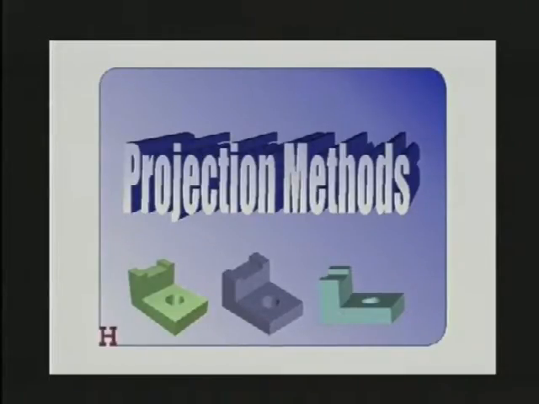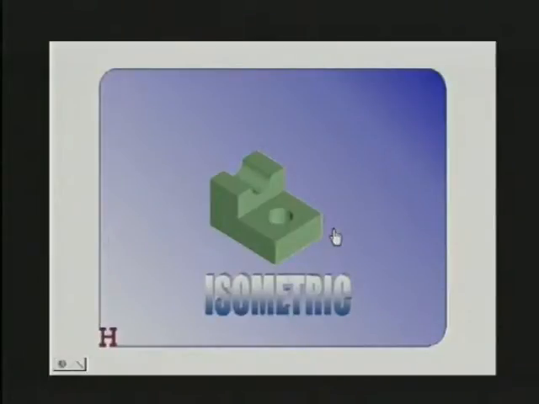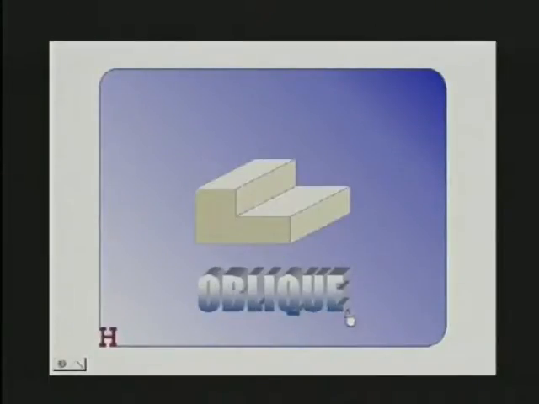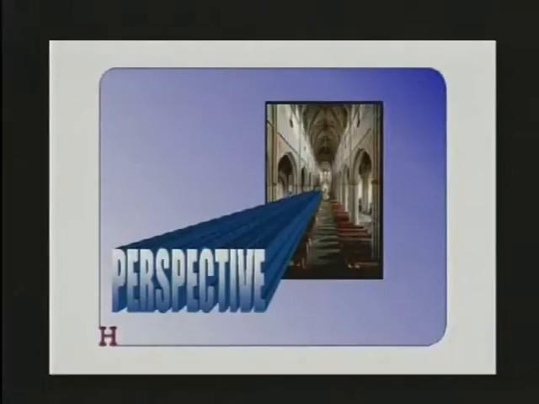In this presentation, I'll review some of the traditional methods of projection. There are four basic ways to show three-dimensional objects on two-dimensional surfaces. We have what's called perspective projection, we have isometric projection, oblique projection, and orthographic projection. Let's start out with an example from the real world. And here I've shown on the screen a photograph of a large European cathedral.